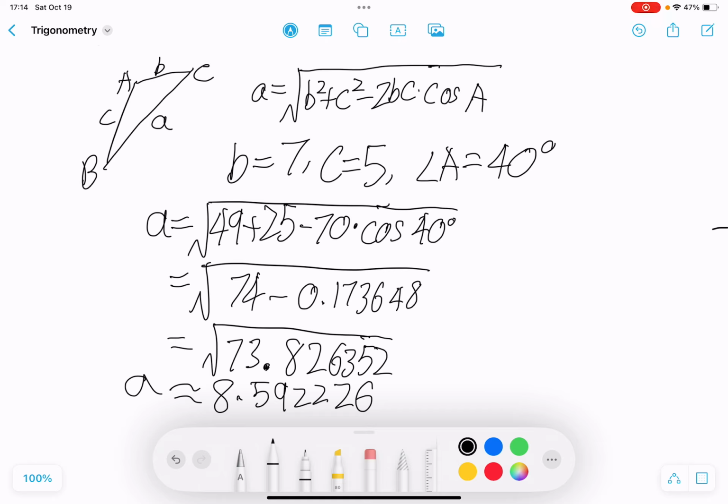And again, we can solve for the other angles, but I'm not going to do that here. So that's how you apply the laws of sines and cosines.